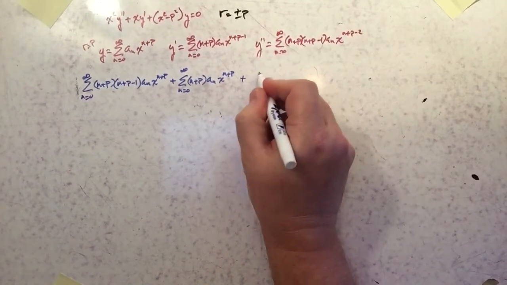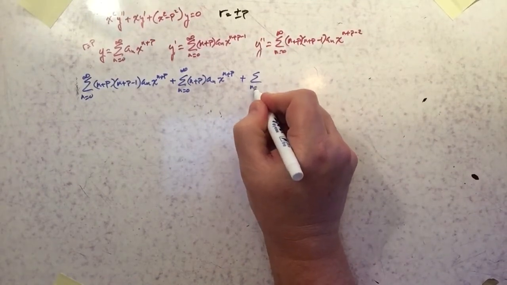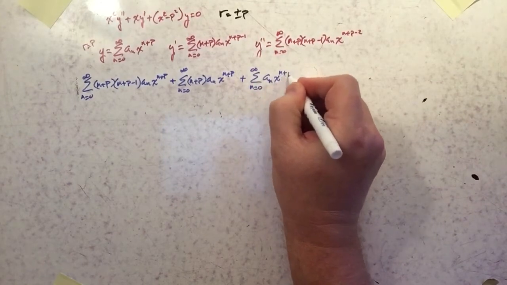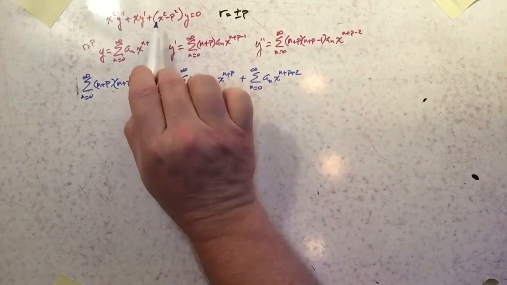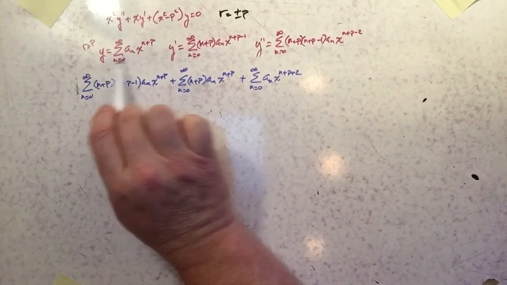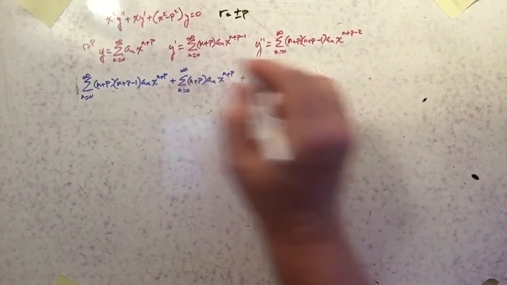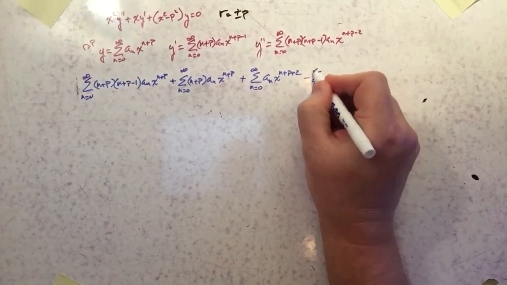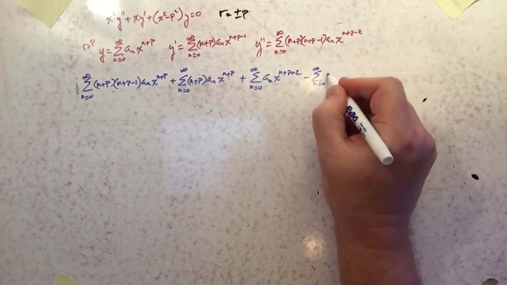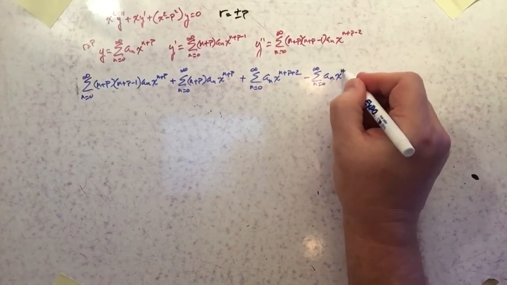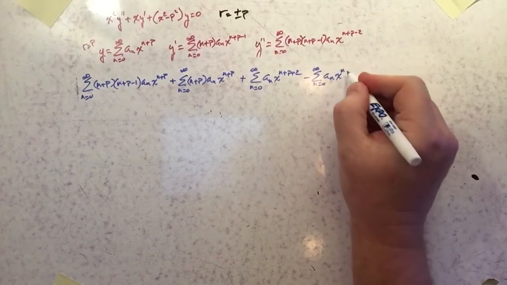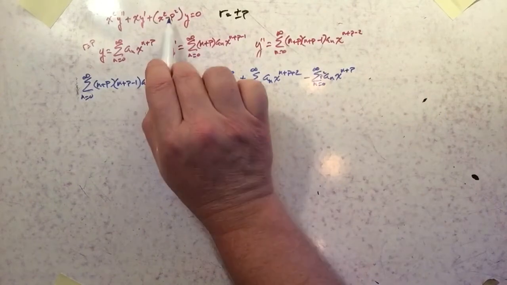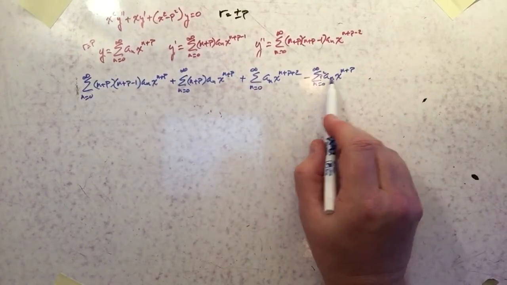The third one's where we run into some trouble. It's summation n equals 0 to infinity of a_n x to the n plus p plus 2, only because the x squared adds 2 to the base factor. And then the last term is going to be minus summation n equals 0 to infinity of a_n x to the n plus p. And we need the p squared coefficient, and that comes from this one right here, minus p squared.